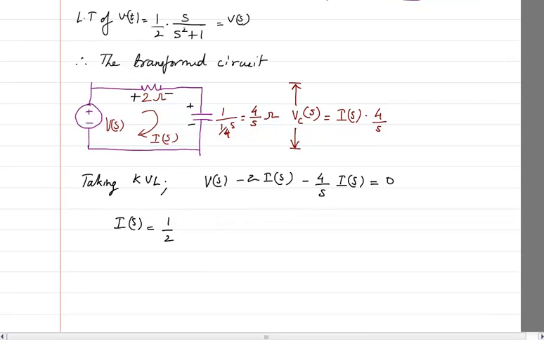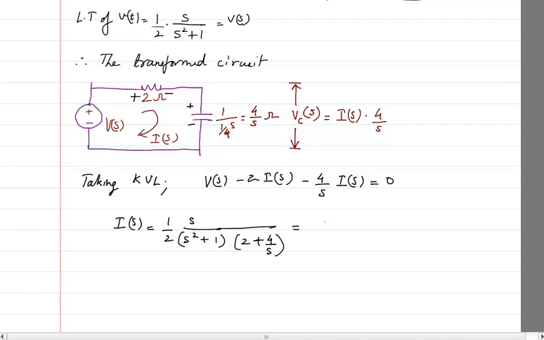What is V of s? S divided by s square plus 1, divided by what was common in I of s, which is 2 plus 4 by s. Okay, which again I have to bring into proper form if I want to take the partial fraction. So I will have to cross multiply this.